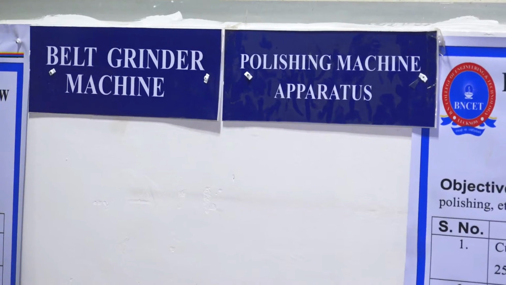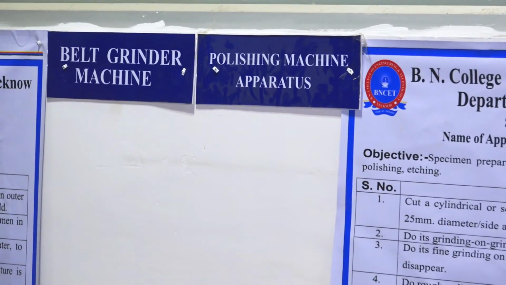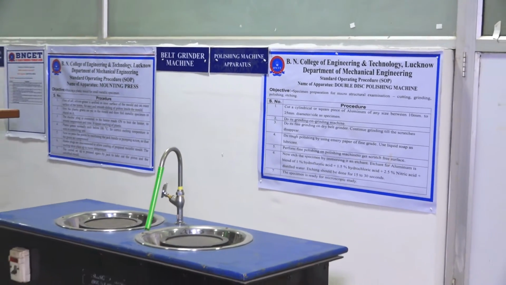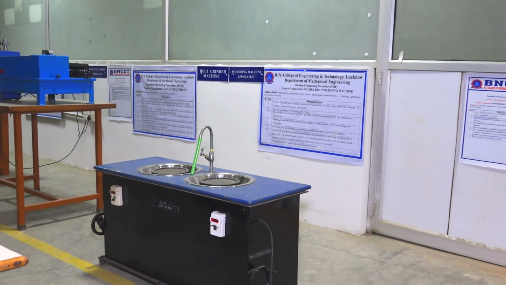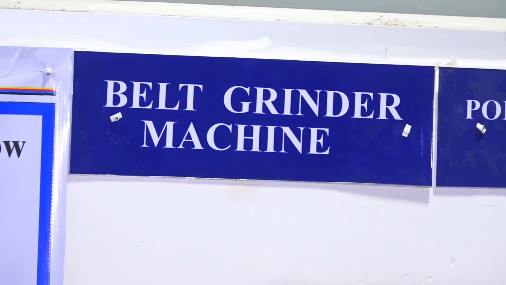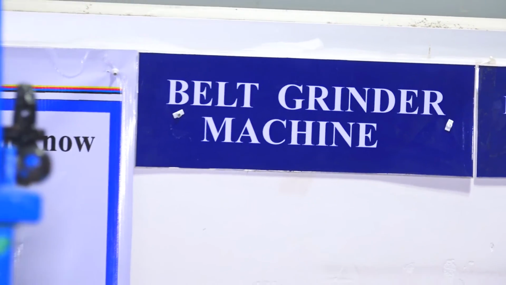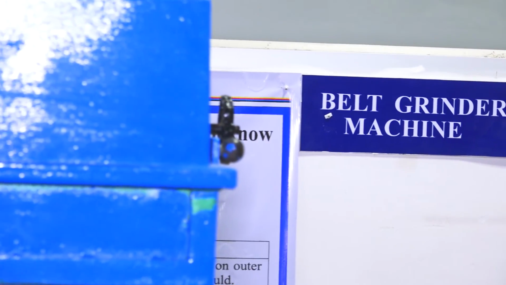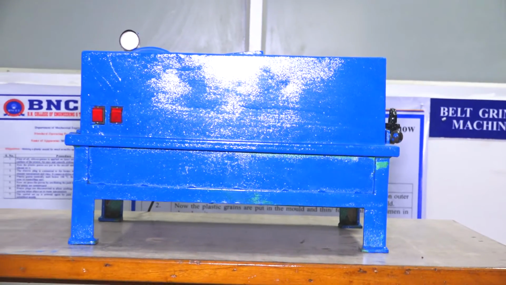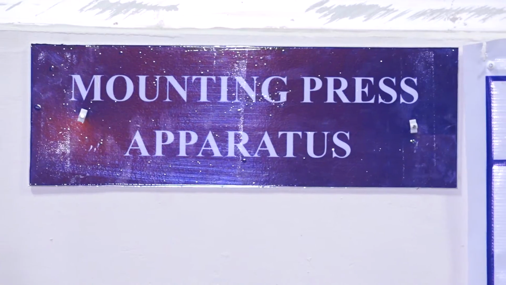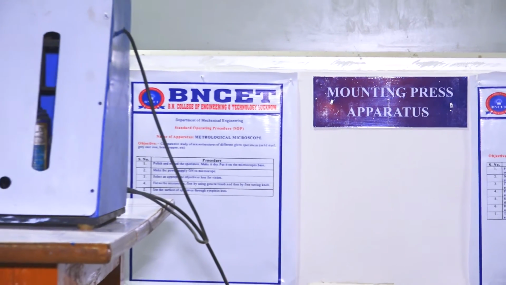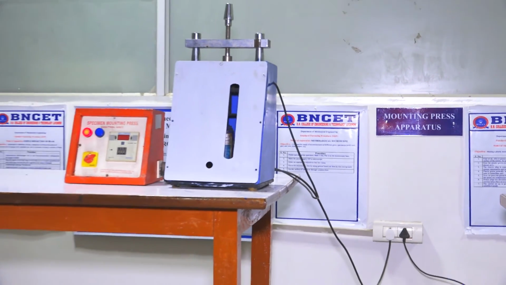This is our polishing machine apparatus. This particular apparatus is used for buffing and super finishing operation. This is the belt grinder machine. This particular machine is used for surface finishing operations. This is the mounting press apparatus. This particular apparatus is used for mold making.